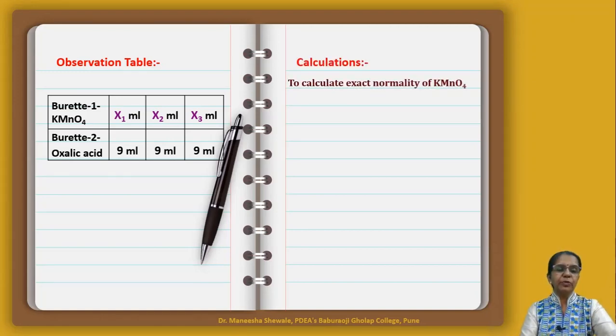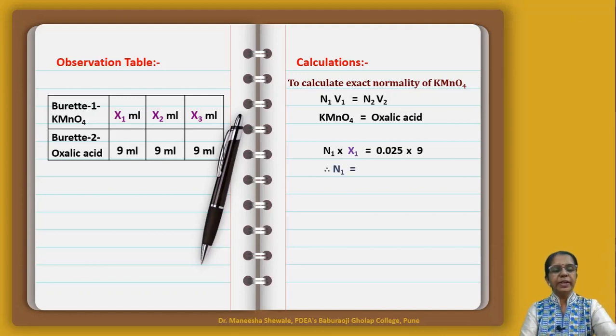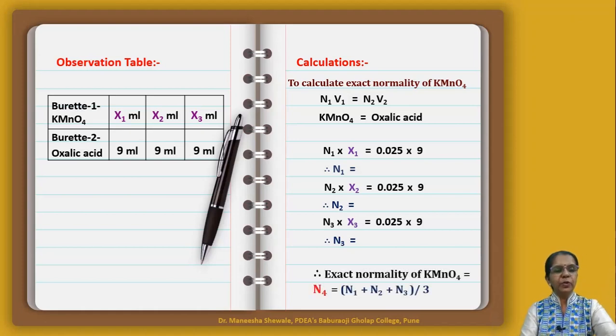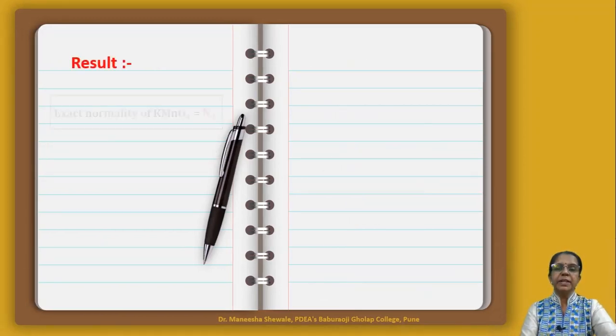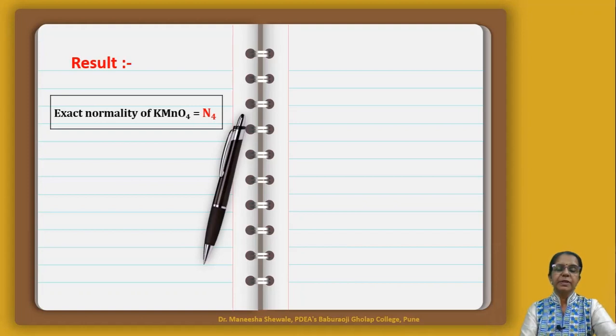The exact normality of KMnO4 can be calculated using the formula N1V1 is equal to N2V2. By substituting the value of x1, we can calculate the normality N1. Similarly, we can calculate the normality N2 and N3. Then by taking the average value, we can find out the exact normality, which is N4. This value is then reported in the result table. So here we have completed the part regarding standardization of KMnO4, and we have obtained the exact normality of KMnO4, which is N4.